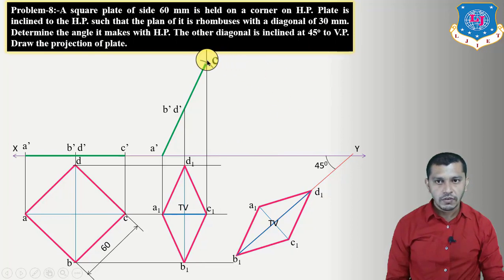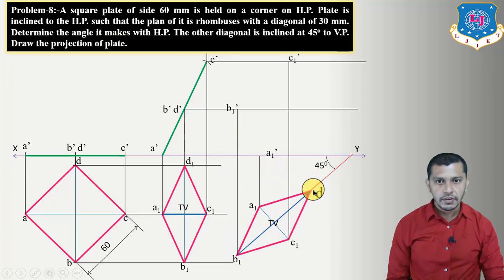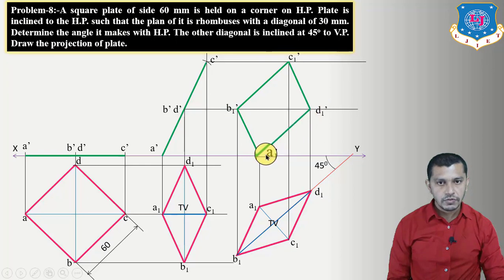For that, draw the locus of A, B, C, D from the elevation. So this is the locus of C, locus of B and D, and this will be the locus of A. Now project these points A, B, C, D upwards. So here we will get A1 dash, here we will get B1 dash, here we will get C1 dash, and here we will get D1 dash. Connect these points A1 dash, B1 dash, C1 dash, D1 dash, and again D1 dash to A1 dash. We will get the final front view. Right now the front view is a parallelogram, and this is our apparent shape.